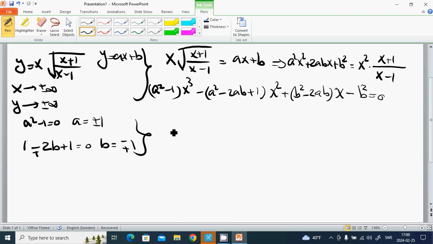then y equals plus minus x plus minus 1 is the linear asymptote.